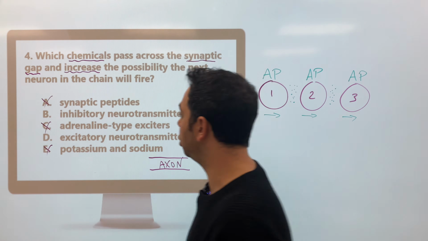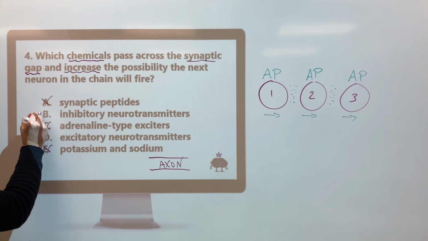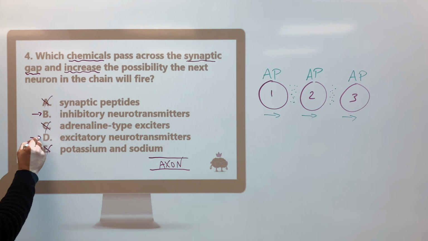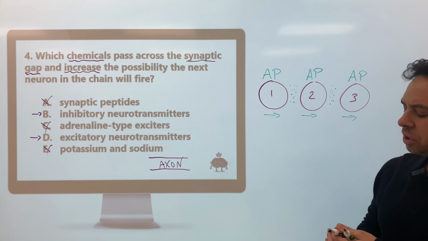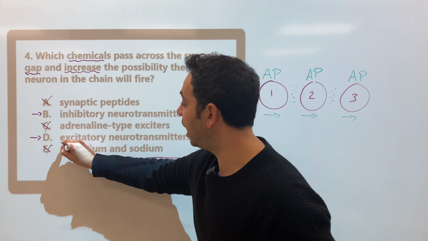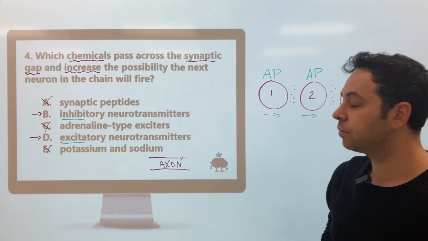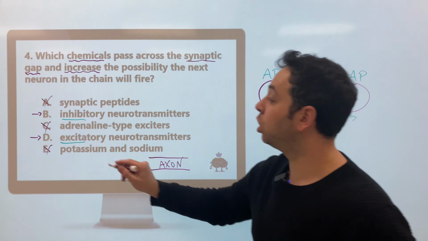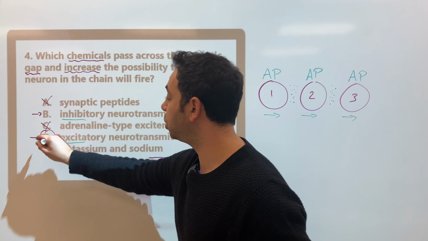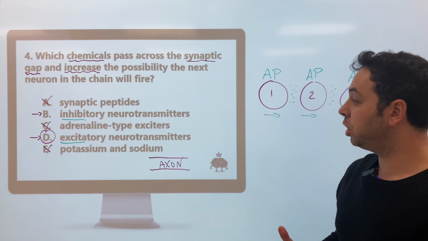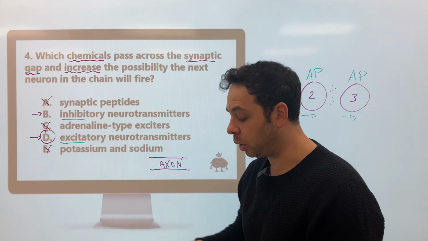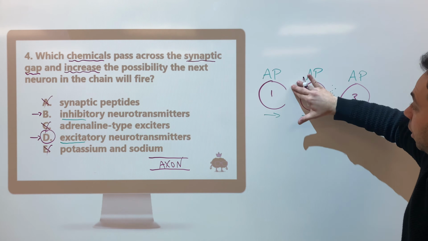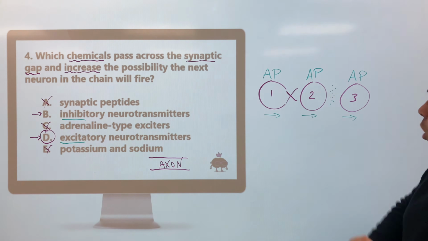So what does it lead us to? It leads us to either B, inhibitory, or D, excitatory. Now, if we're increasing the possibility, which word stands out to you? The word excite or the word inhibit? You know what I'm thinking? I'm thinking the word excite, and that's our answer. Excitatory neurotransmitters stimulate the next neuron to fire. So what does inhibit do? Inhibit, I'll do here, inhibit stops the next neuron from firing, right?